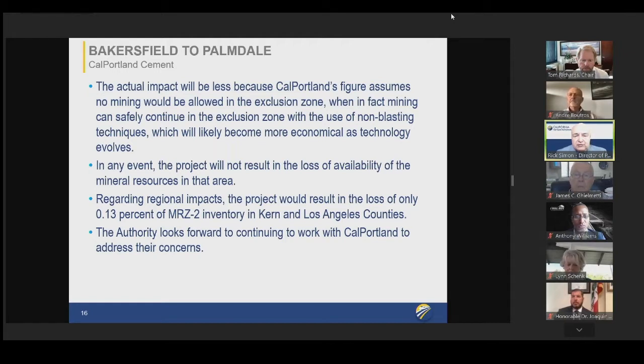So again, in summary, we feel we have minimized the impacts as much as possible. The alignment is in the best place that it can be. And we are committed to continuing to work with CalPortland post-ROD to work through these issues and come up with the best solution. And through the right-of-way negotiation, we'll be working with them on establishing appropriate compensation for our impacts on their operations.